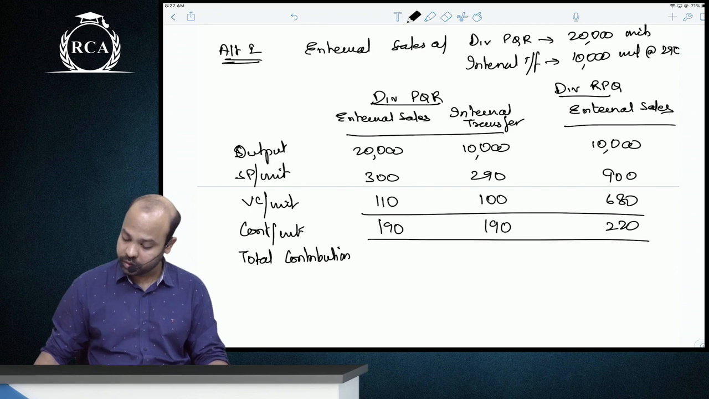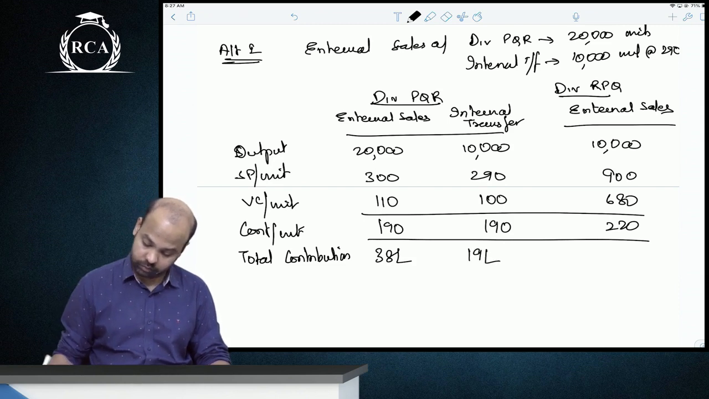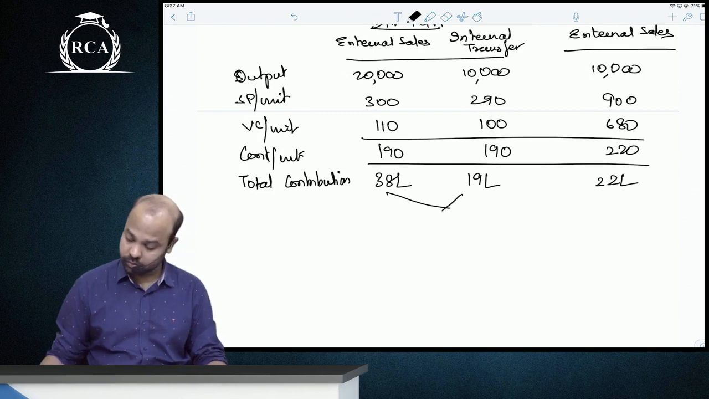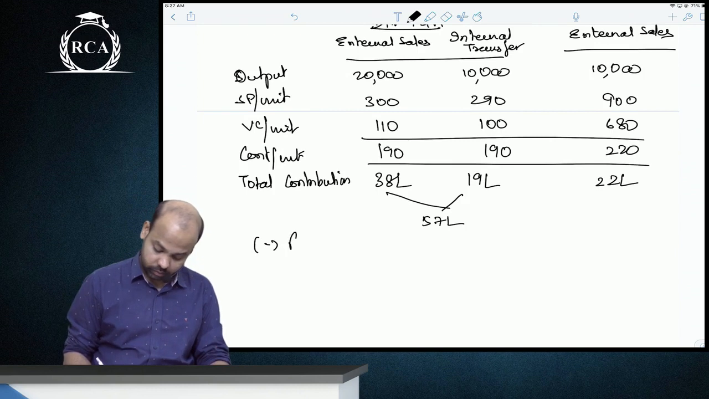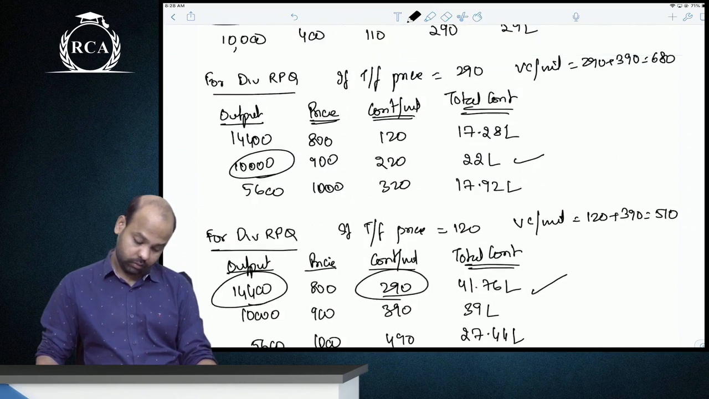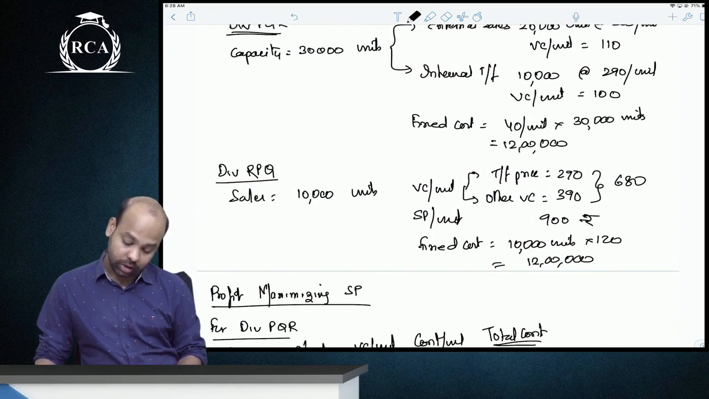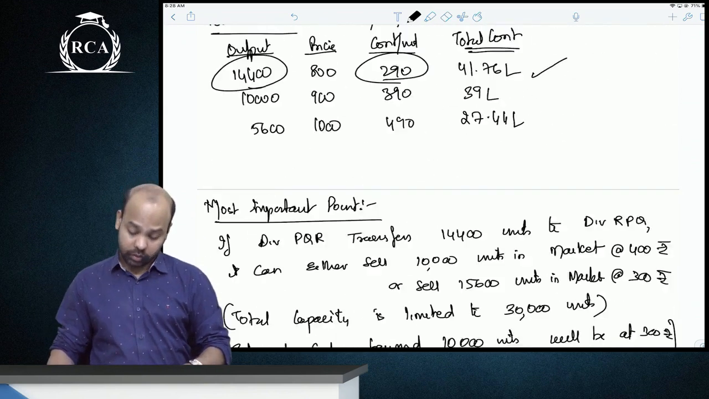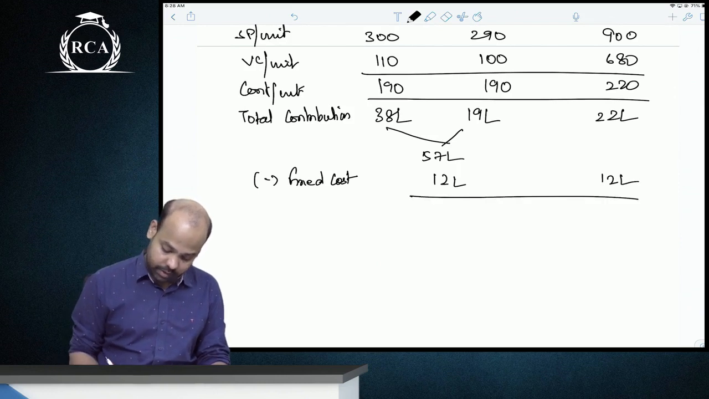Total contribution is... Fixed cost is 12 lakhs beta for both the divisions. 12 lakhs से है ना दोनों का. हाँ बेटा, 12 lakhs for both the divisions. You guys can do it beta. You do not have to wait for me.